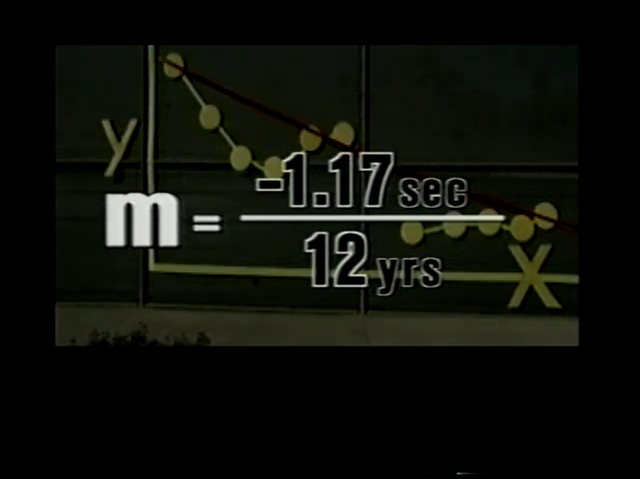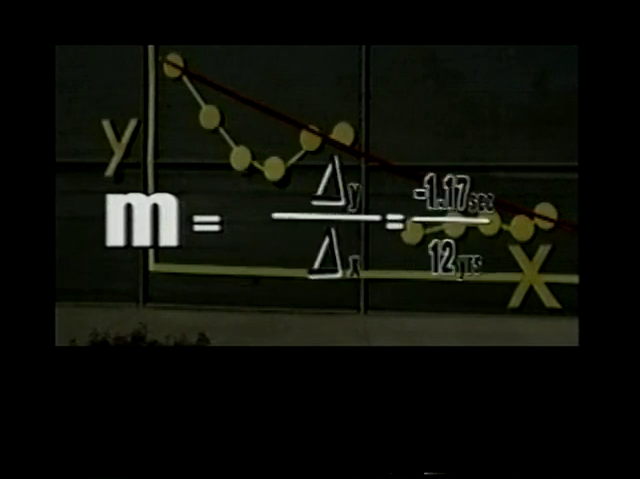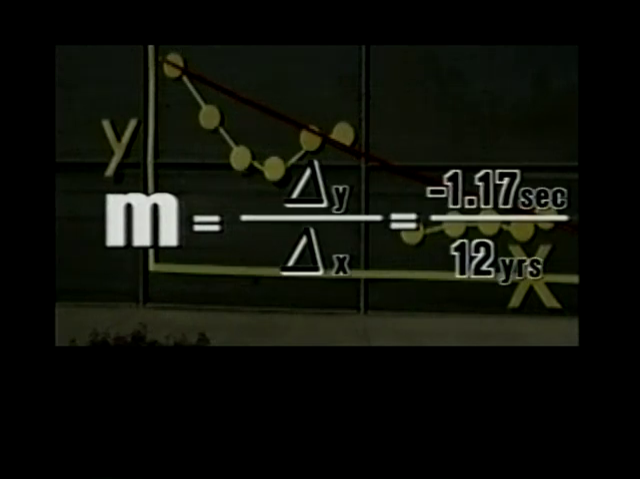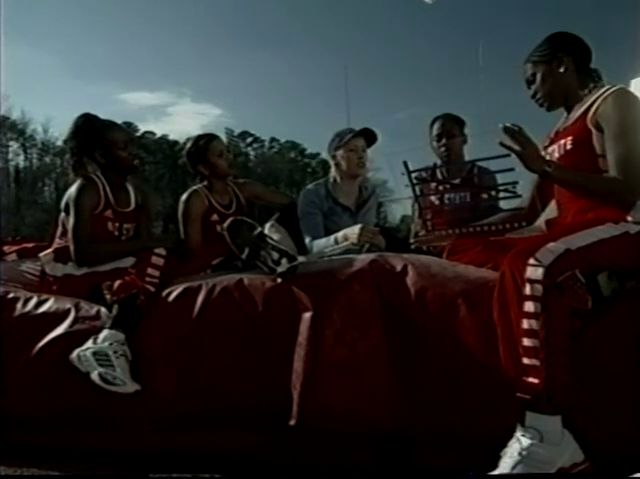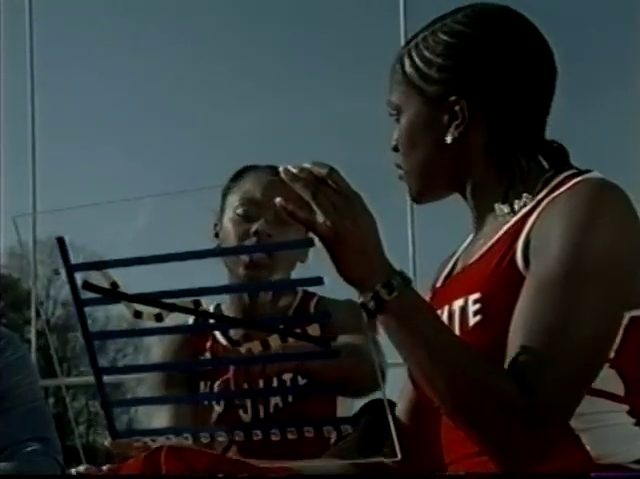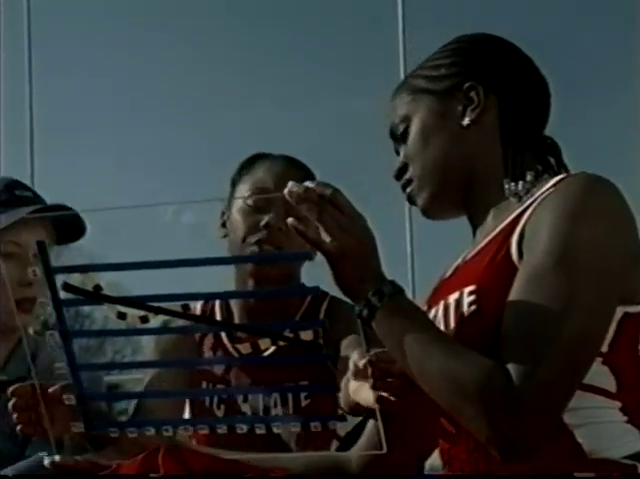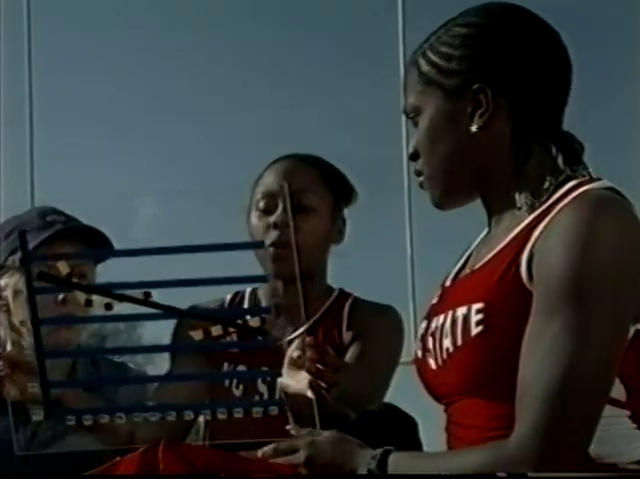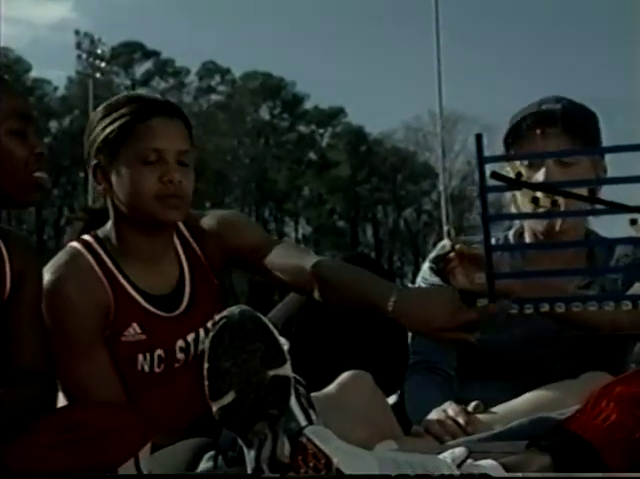That's our slope. Now, if we look at it this way, delta y over delta x means the change in y was negative 1.17 seconds over the change in x, which was 12 years. Or Marion's time improved by negative 1.17 seconds over 12 years. So how do we use this to figure out when she beats the world record time? You can just extend the line on the graph until it reaches the world record time on the y-axis. And you can look on the x-axis to see what year it is.